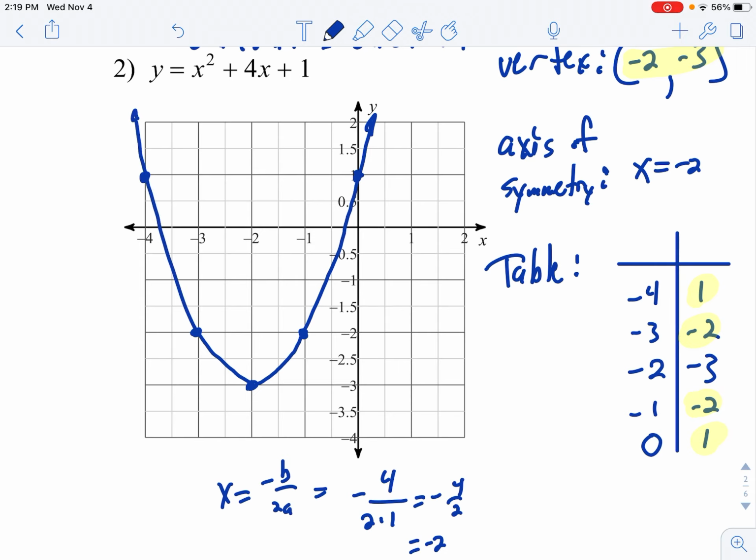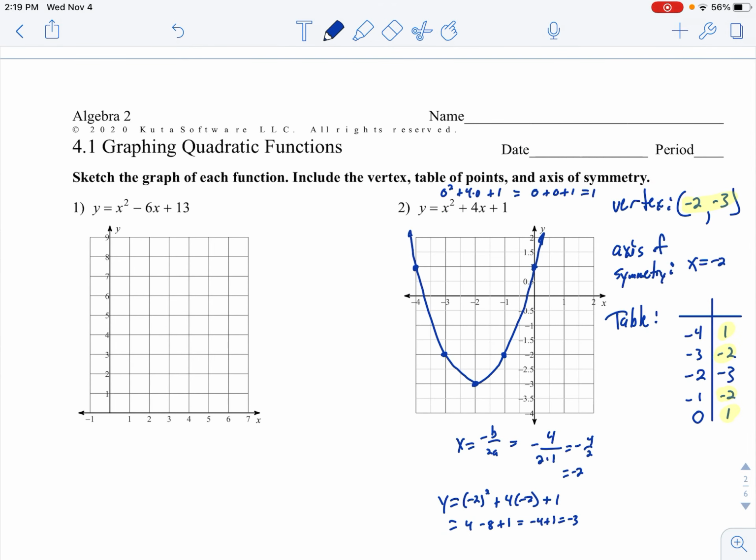So just do your best to connect those. Don't make straight lines when you do this. Do anything but straight lines. That's the worst. But try to make the U shape and you're done. We've found the vertex, we found the axis of symmetry, we made a table, and we sketched the graph. We did all the things that were required.